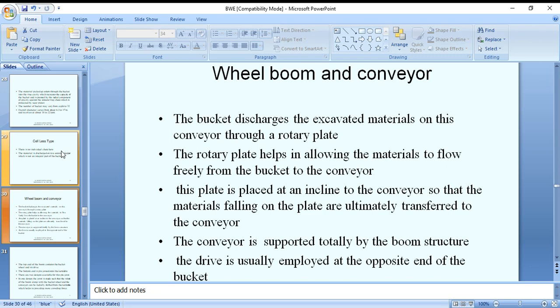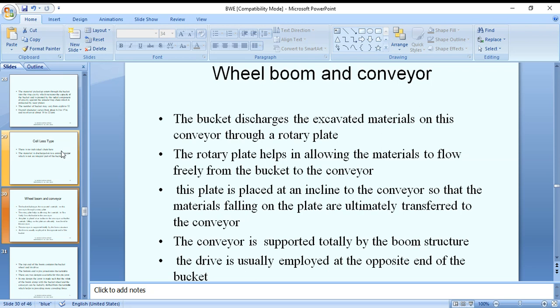Wheel boom and conveyors. The bucket discharges the excavated material onto this conveyor through a rotary plate. The rotary plate helps the material flow freely from the bucket to the conveyor. This plate is placed inclined to the conveyor so that the material falling on the plate is ultimately transferred to the conveyor. The conveyor is supported totally by the boom structure.